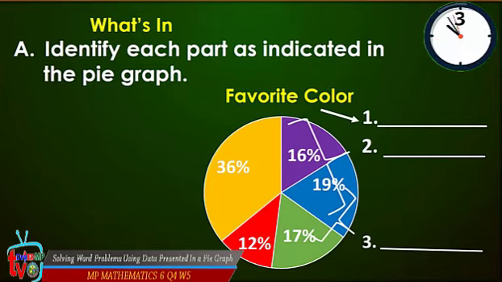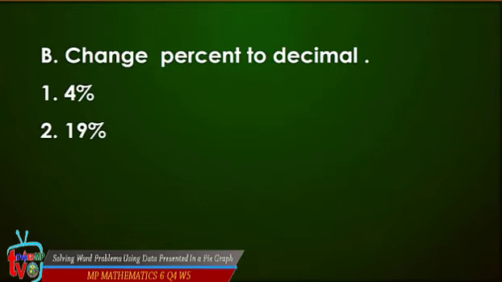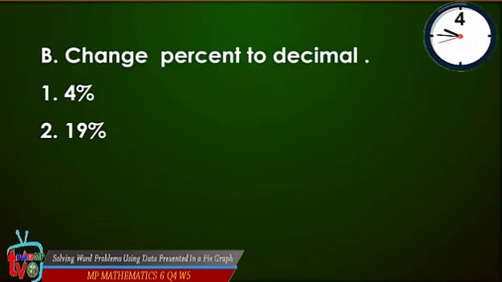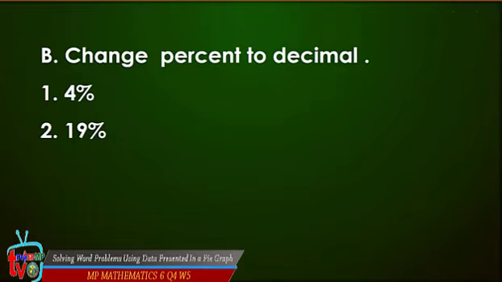Number 1. Number 2. Number 3. Activity B. Change percent to decimal. Number 1, 4%. Number 2, 19%.